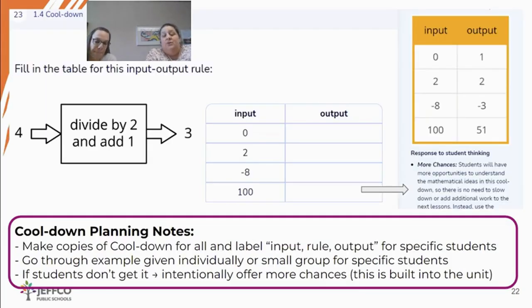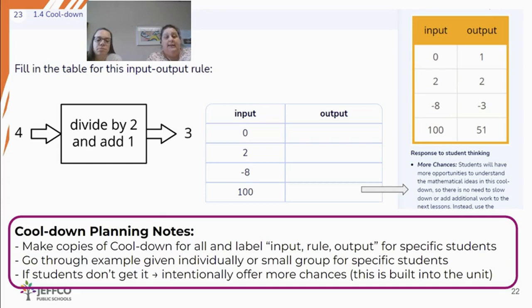So the last piece is the cool down. And again, the cool down, similar to the synthesis, is super important. The reason is that this is where it gives us a response to student thinking. Throughout the entire lesson, we're moving along, making sure students understand. Here's where we're going to see how they really understand or not.